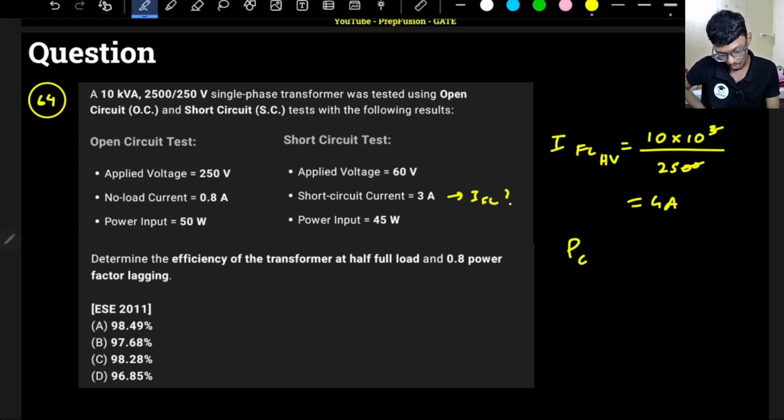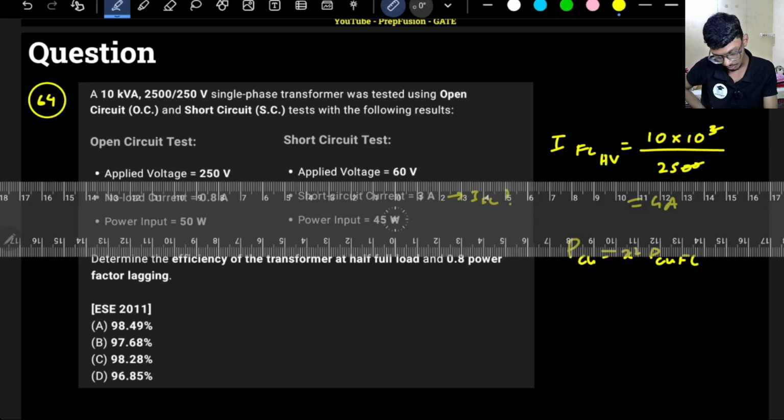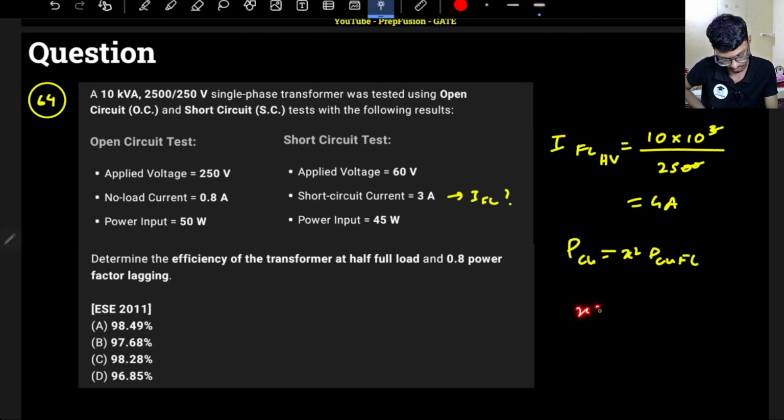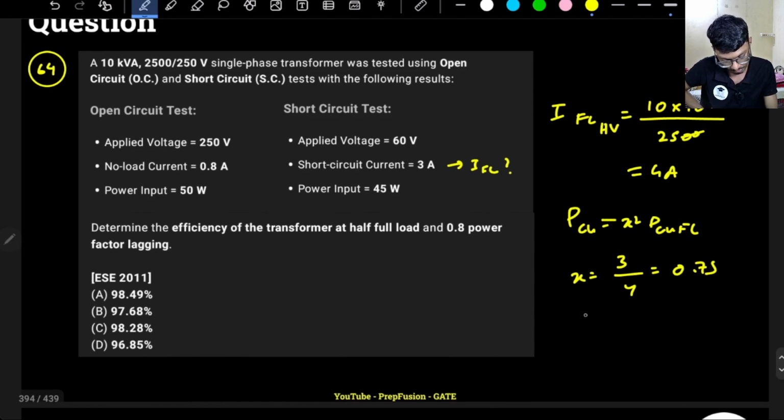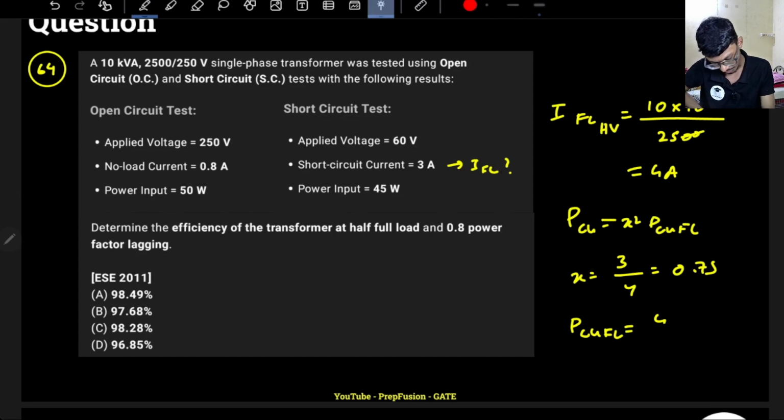I know the copper loss at any load will be X square into PCUFL. Correct? I know the copper loss when my X is what? What is X? Full load current is 4 amperes, but I am applying 3 amperes of current. So it is 0.75. So from here I will be able to find out my PCUFL. So PCUFL will be equal to PCU, that is 45. So the power is 45 watts.